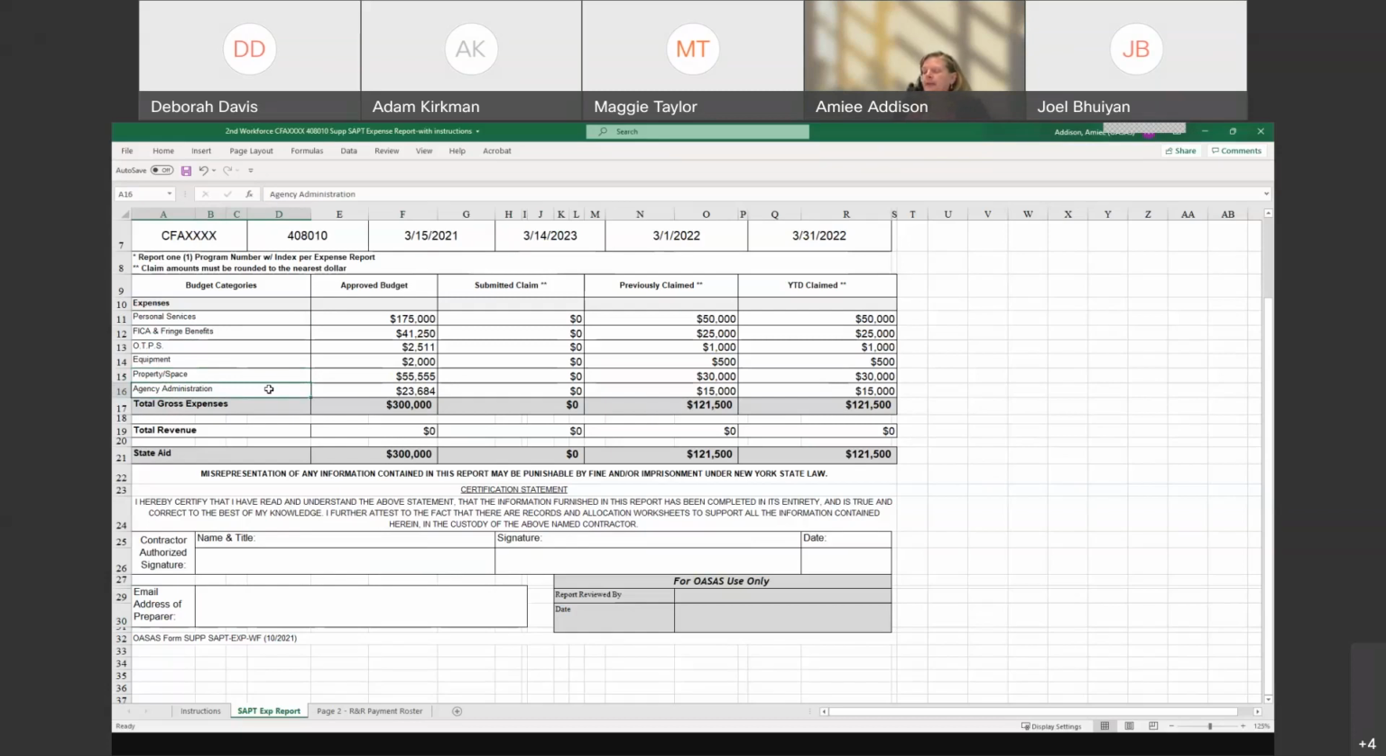So the payment information must also be included in reference to the payment date and the payment method. If it was paid by check, indicate the check number, and if a credit card payment was made, please include the last 4 digits of the credit card. The invoices and supporting documentation must be equal to or greater than the amount claimed for reimbursement for OTPS, equipment, and property and space. Otherwise, the expense report and all supporting documentation will be returned for correction.